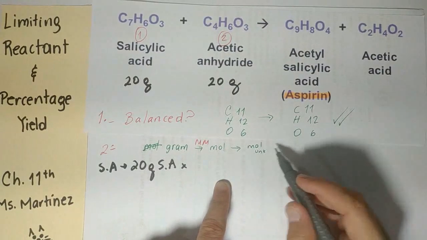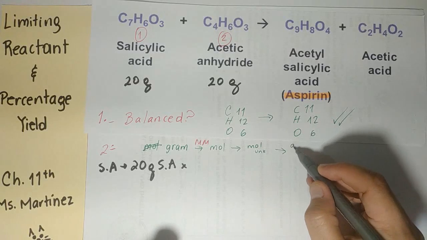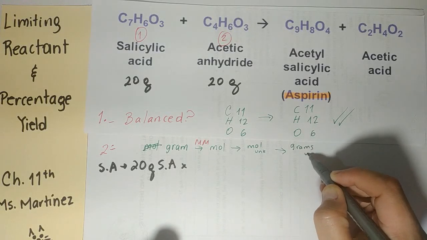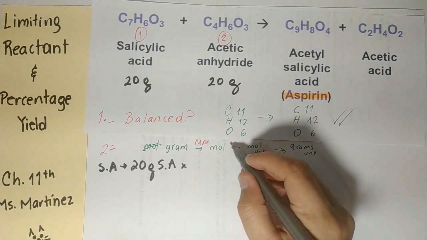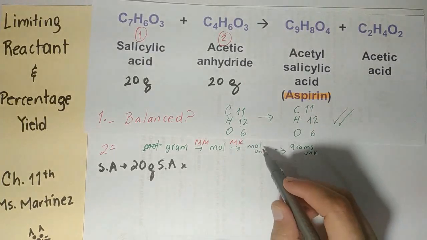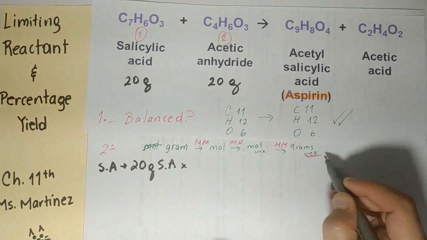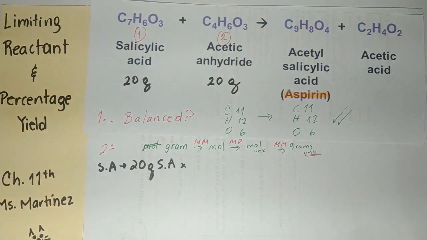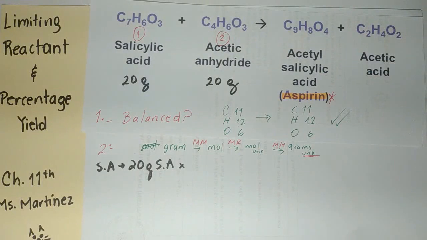And when you have the moles unknown, you're going to use the grams unknown. So from mole to mole we use molar ratio, and from mole to grams we use the molar mass, but in this case it will be the unknown. Which one is the unknown? We already said it's aspirin. So let's start.